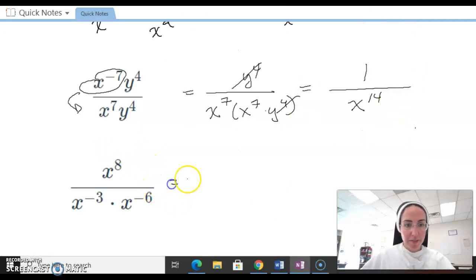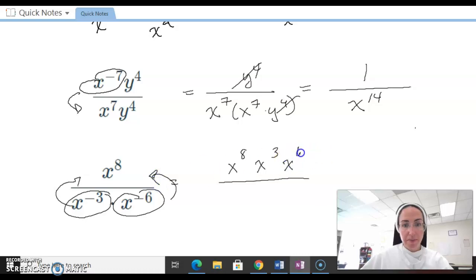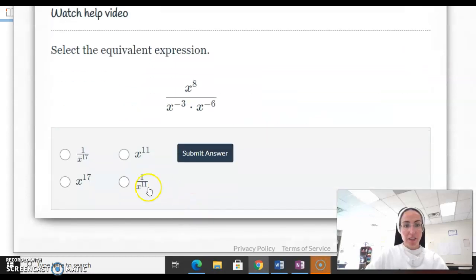So let's simplify him. X to the 8th can stay where it is. X to the minus 3 becomes x to the positive 3 on top. And so does x to the negative 6 go up on top, leaving behind not 0, but 1. Now we just combine the exponents by adding. 8 and 3 is 11 plus 6 is 17. And that is our final answer, x to the 17th.